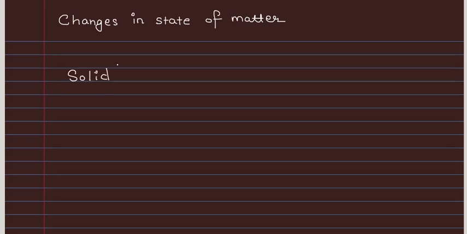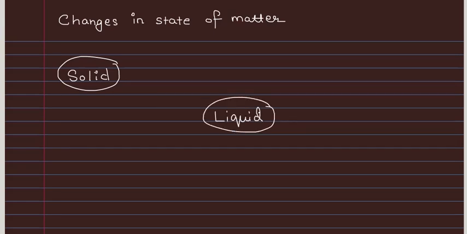We shall now look into the changes in state of matter. What are the different changes in state? I am sure you have some idea about this. Still, let us go through this. So these are the three common states: solid, liquid and gas.